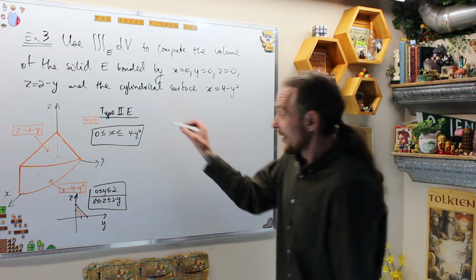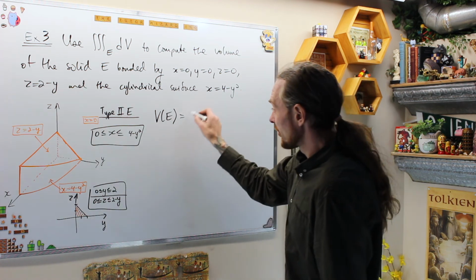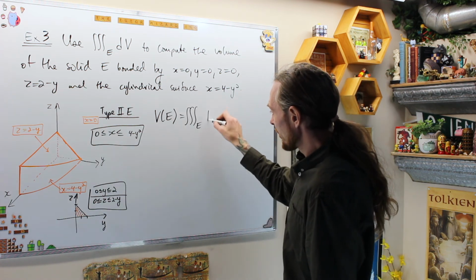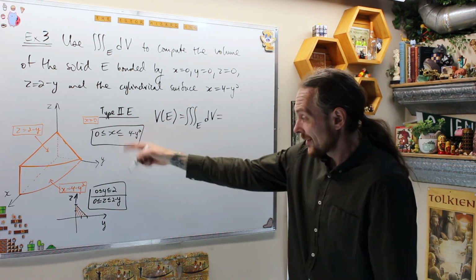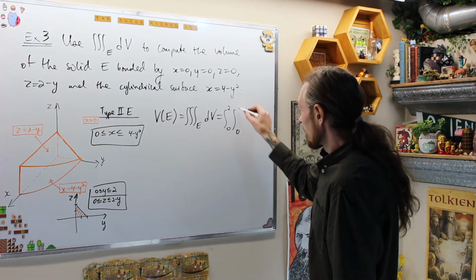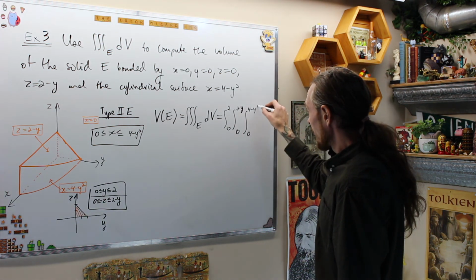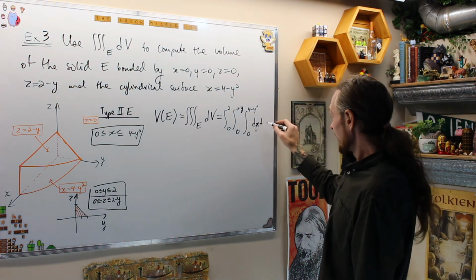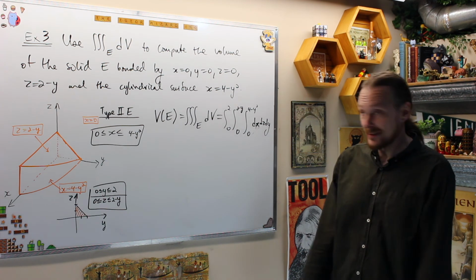Let's find out. The volume of this region E now is equal to the triple integral over that region of 1. And that's going to be phrased the way that we did it. That's going to be the integral from 0 to 2, the integral from 0 to 2 minus y, the integral from 0 to 4 minus y squared, dx, dz, dy. This is how we phrased this object.